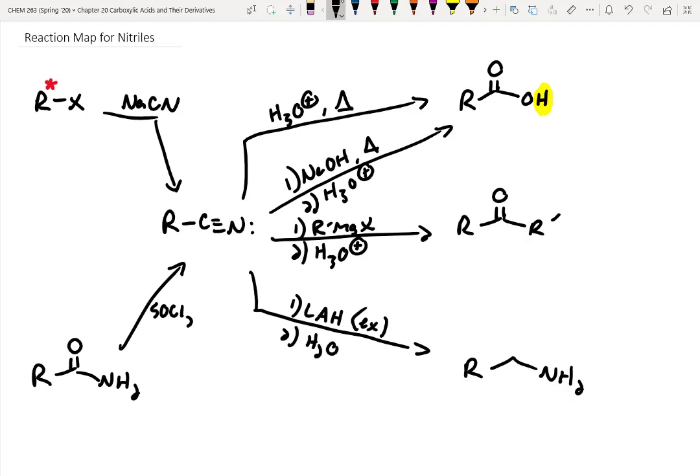All right, so that's where we'll stop right now. Like I said, tomorrow we'll come back and we'll work on a bunch of synthesis problems because I know there's a huge amount of reactions to keep track of in this chapter.